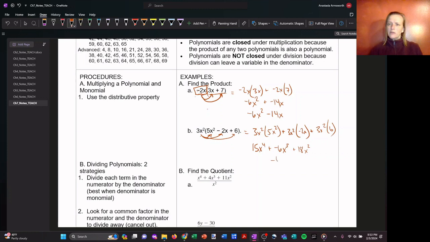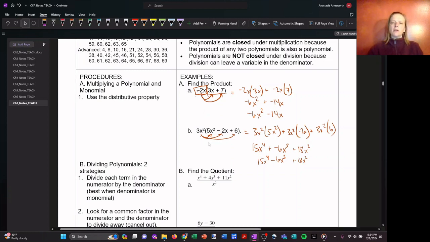Once again, we can reduce that so we don't have a positive and a negative sign between terms. And we end up with the final polynomial 15x to the 4th minus 6x cubed plus 18x squared. So that's kind of simple, straightforward distributive property that you can use to multiply polynomials. Notice that whenever we multiply polynomials, we get a polynomial as our answer.